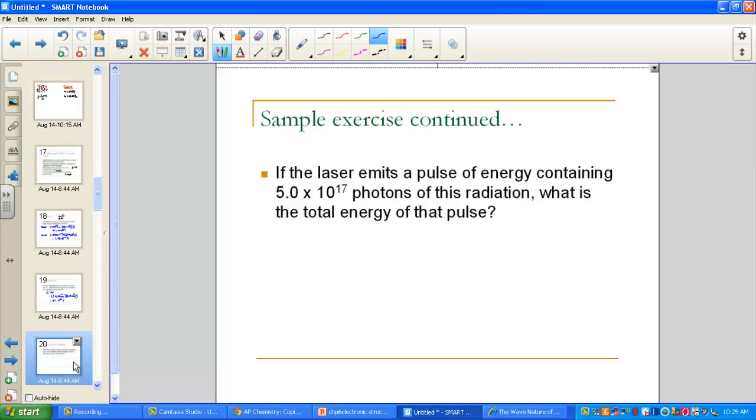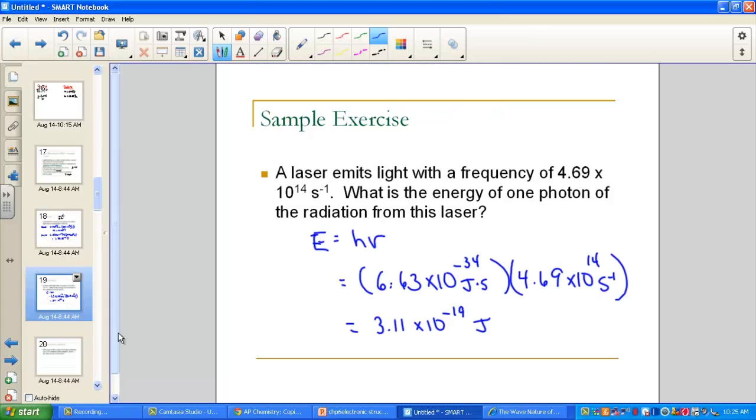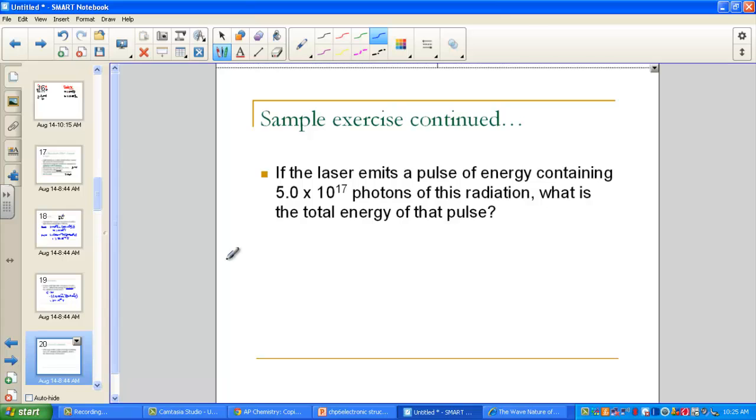This next sample exercise goes hand in hand, so I should have labeled these like part A, part B, part C. So we'll need this answer to go on to the next part. So let's just take a real strong note here, because I have to change slide. 3.11 times 10 to the negative 19 joules per energy for a single photon. That's the key here. This is how much energy is released for one photon. This will end up being my conversion factor.